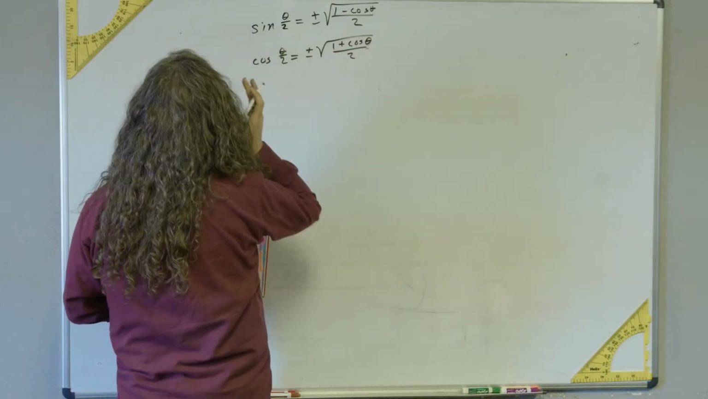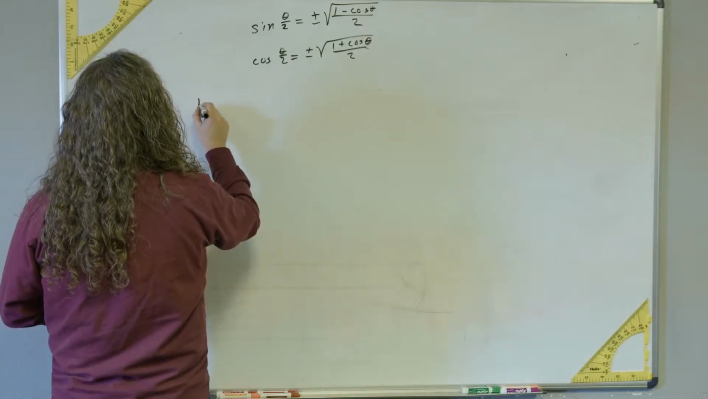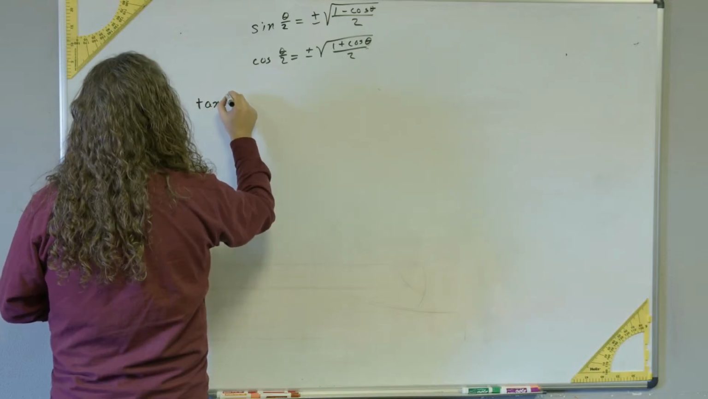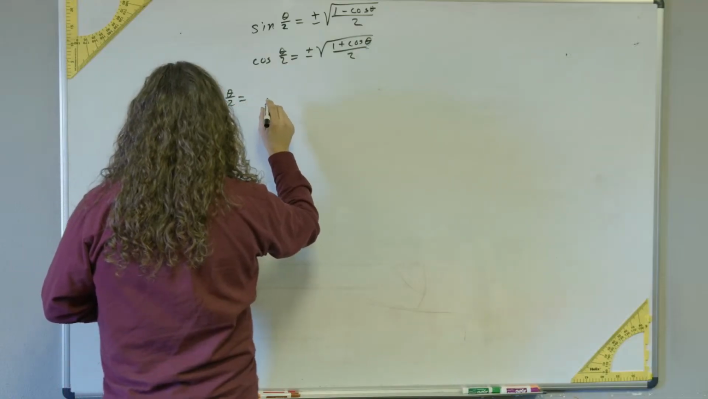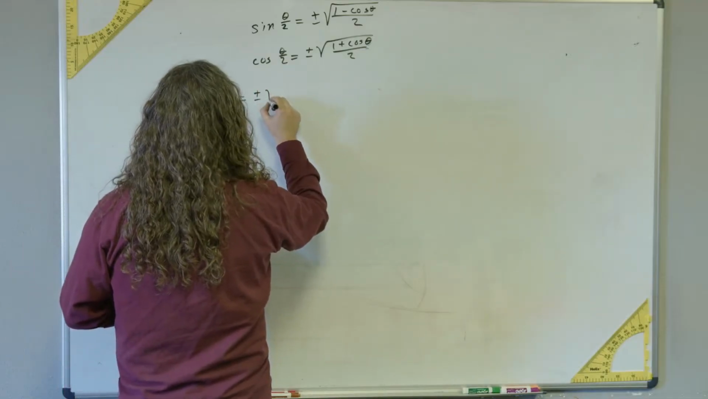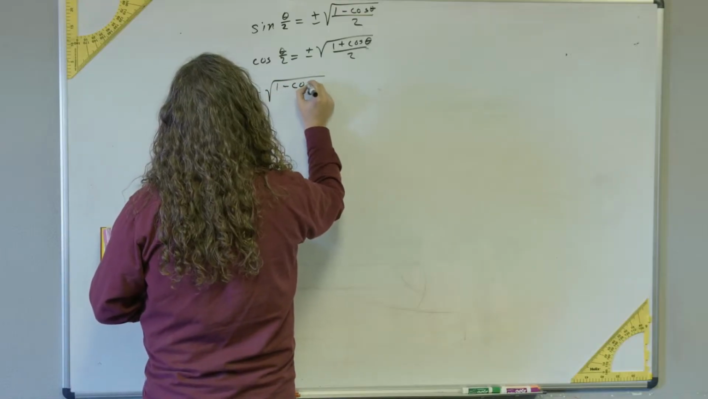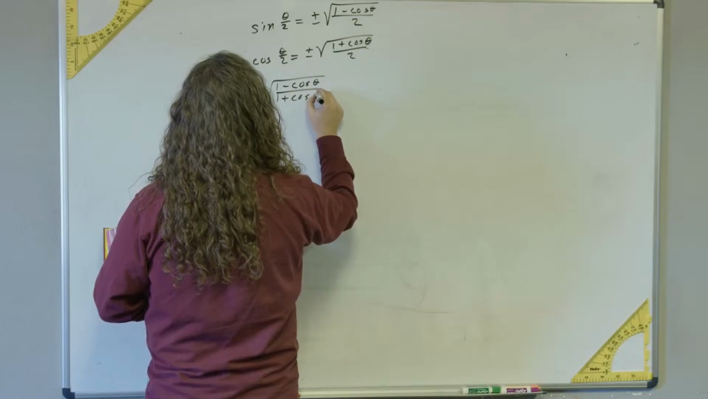Tangent has 3 variants. You can get to one from the other, but I'm going to just give them all. Tangent of theta over 2 equals plus or minus the square root of 1 minus cosine theta over 1 plus cosine theta.